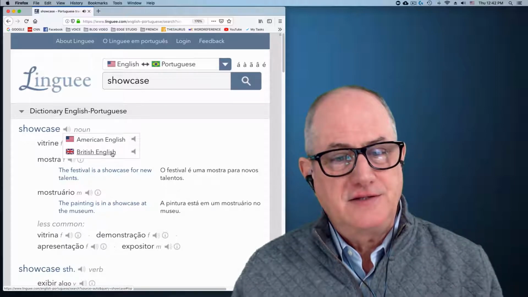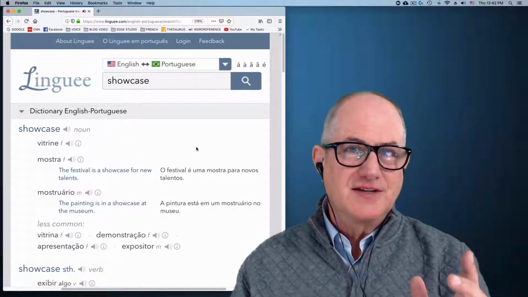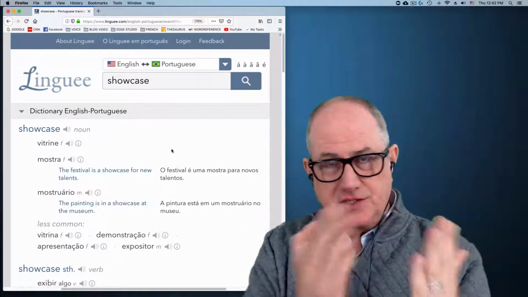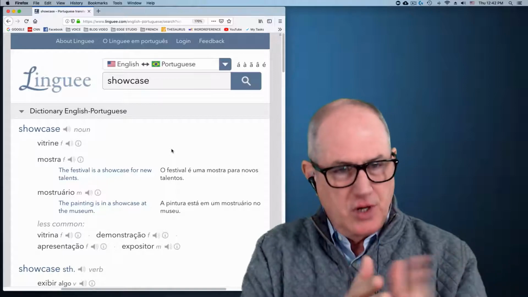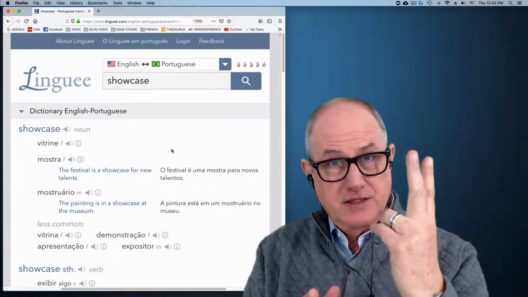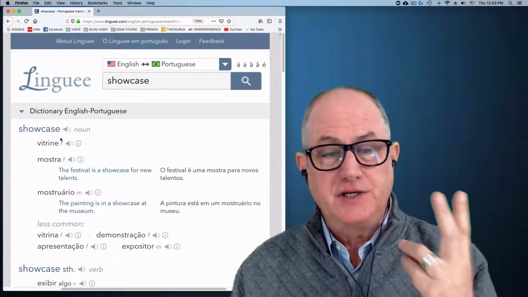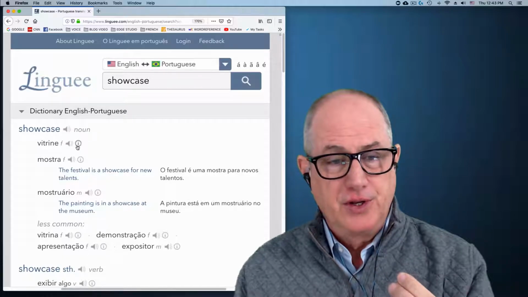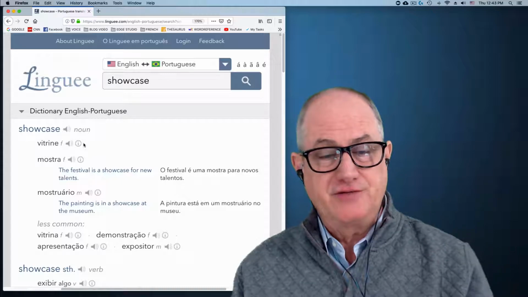Showcase. You hear the difference? It's slight. The first step I take is to find equivalence. Now I have an idea of what I'm talking about, a showcase. Second thing is I'm going to listen in Linguee to the pronunciation of that word, and I'm going to repeat it 3 to 5 times.